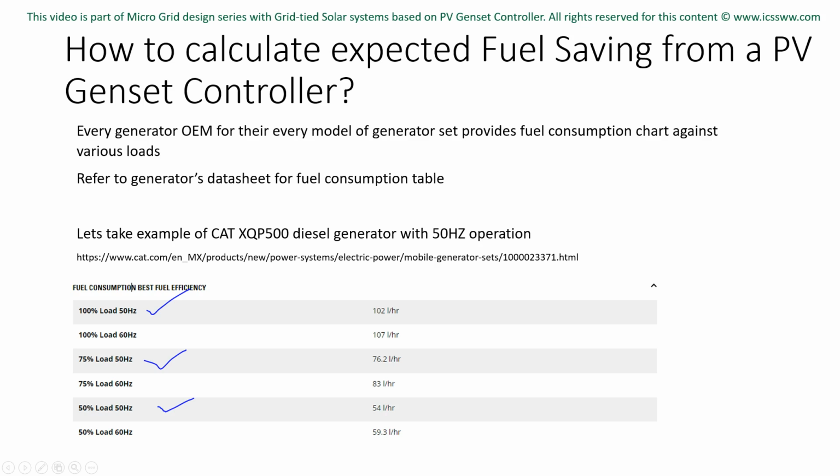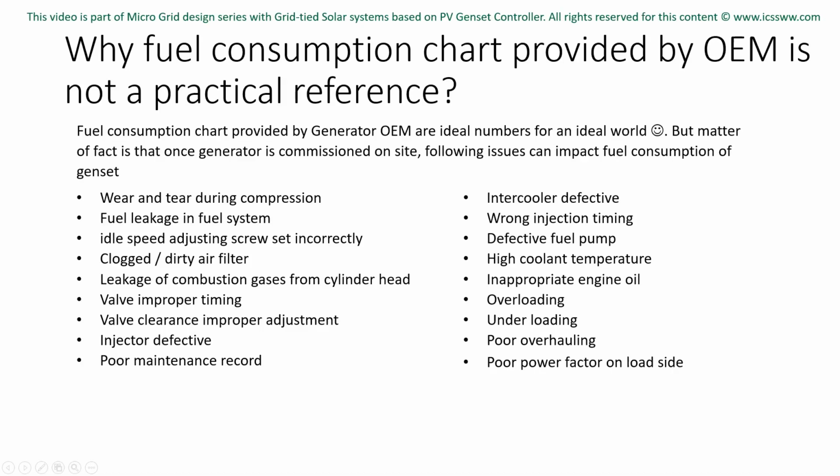These are ideal numbers to work with, but the fact is that once a generator is commissioned on site, the following issues can impact the fuel consumption of the genset. Number 1, wear and tear during compression. Number 2, fuel leakage in the fuel system. Number 3, idle speed adjusting screw set incorrectly. Number 4, clogged or dirty air filters. Number 5, leakage of combustion gases from the cylinder head. Number 6, improper valve timing. Number 7, improper valve clearance or adjustment. Number 8, defective injector. Number 9, defective intercooler.